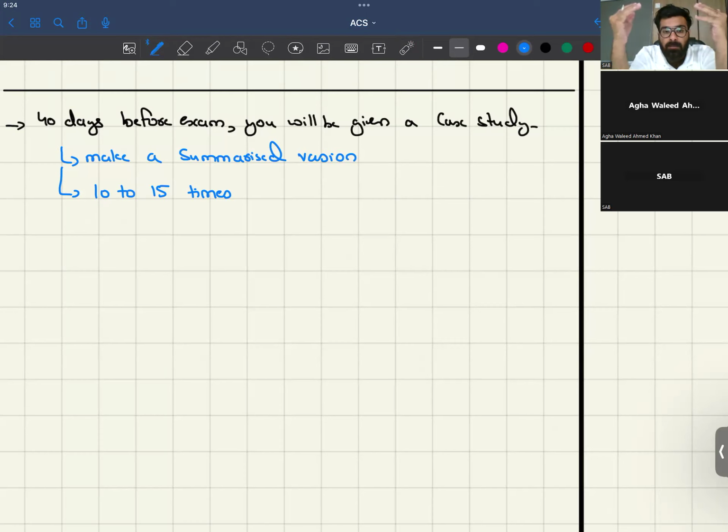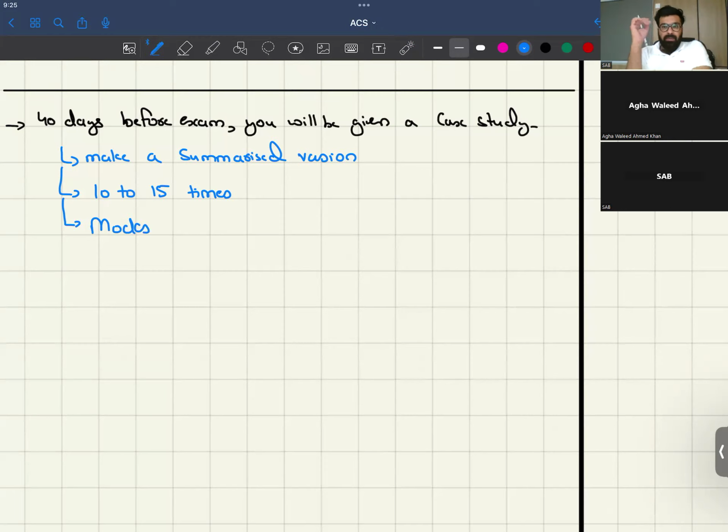So these are the things you have to do: make a summarized version of the case study being given to you. In fact, your tutor also provides that. You have to read a particular case study 10 to 15 times. And the last one is mocks.